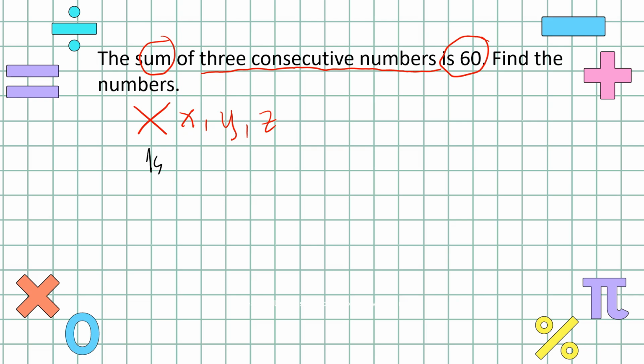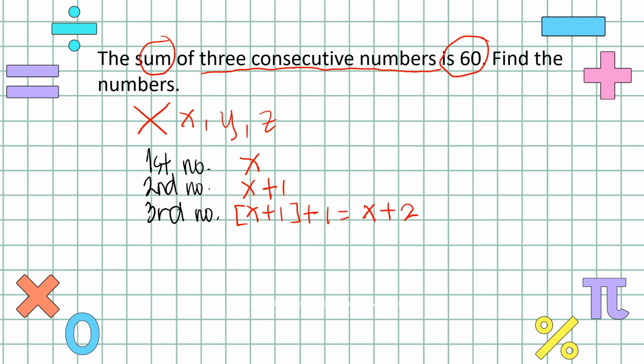So let's say this is my first number, second number, and third number. And since these three are consecutive, the difference between these numbers is simply 1, correct? So if my first number, since this is the beginning number, is x, then my second number must be x plus 1. If my second number is x plus 1, then we add 1 to it, to get the third number, which is simply x plus 2. So this is how we represent consecutive numbers.